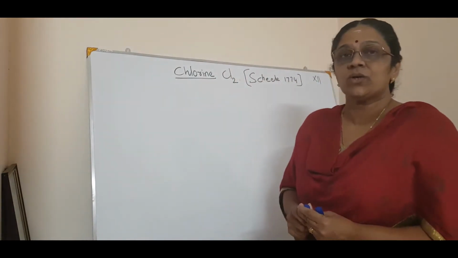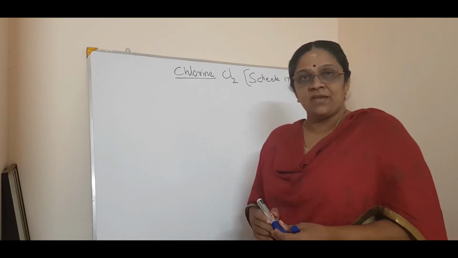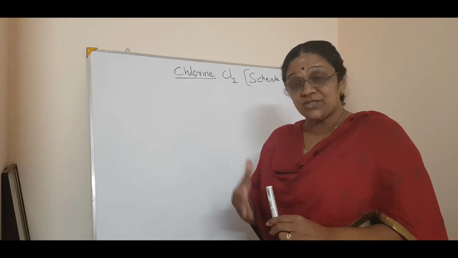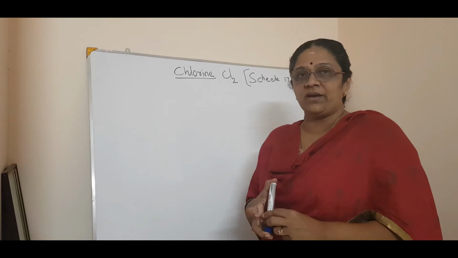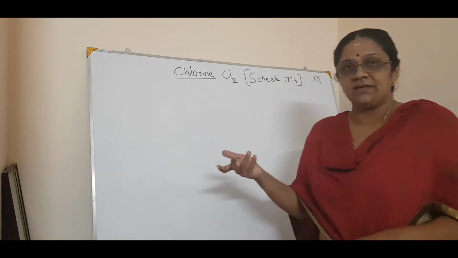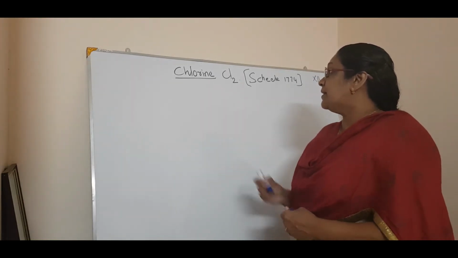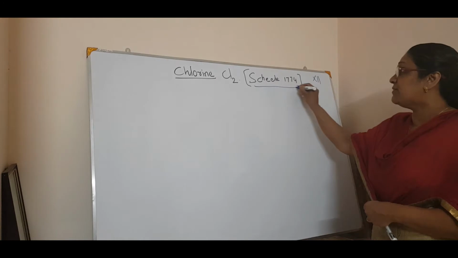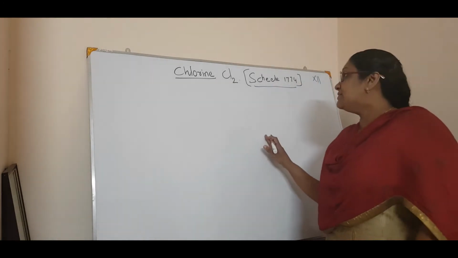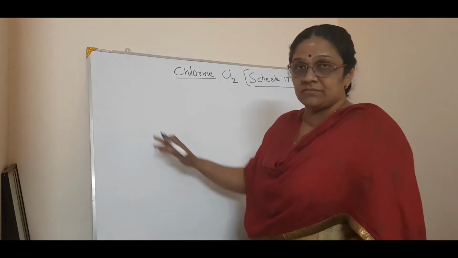First we will start with chlorine. You are all familiar with chlorine in your lab, isn't it? We do a test for chlorine, a pungent odor smell, and a confirmatory test also with AgCl, isn't it? Chlorine was discovered by a scientist called Scheele in 1774. Now we will see the preparation of chlorine.